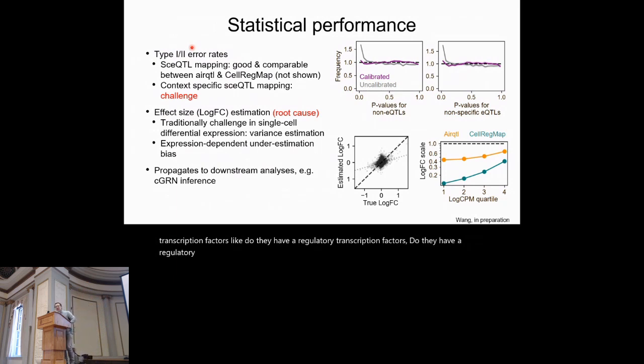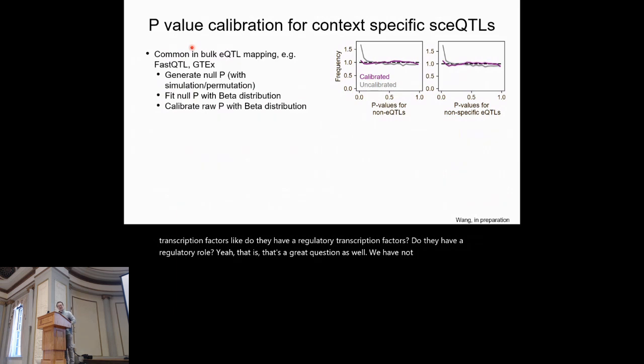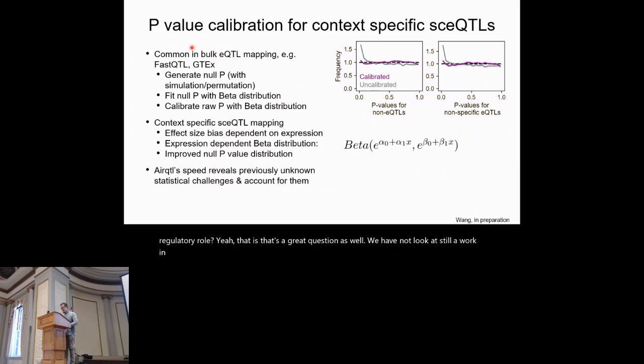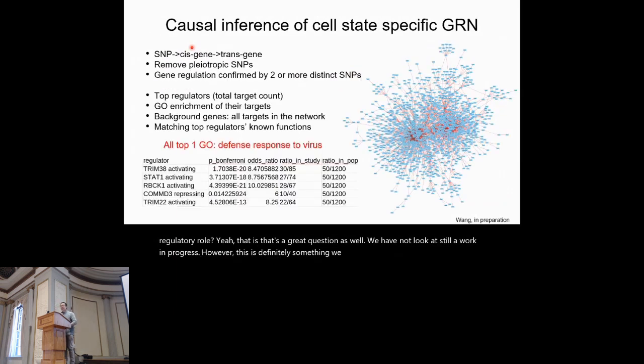Yeah, that's a great question as well. We have not looked into it. It's still a work in progress. However, this is definitely something we wanted to look into. But besides, I believe definitely some transcription factors. Probably, stats-wise, transcription factors, for example, though I haven't looked into it personally. But the advantage of doing this causal inference is we don't need to restrict ourselves to transcription factors. There can be other mechanisms that regulate other genes as well.